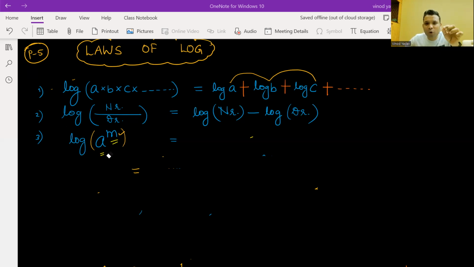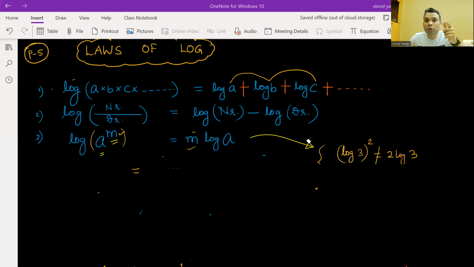In the first rule, log of a into b into c, different numbers were there. If all of them were the same number, a into a into a, m times, don't you feel we'll write it as a to the power m? Yes. So how will it open up? Log a plus log a plus log a, m times. And in short form, how do we write this? M times log a. Yes. Done?